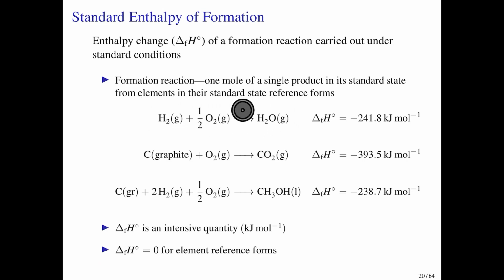Okay? So for water vapor, the elements that make up water vapor are hydrogen and oxygen. The reference form of hydrogen is H2. The reference form of oxygen is O2. In order to get the stoichiometry correct, you need to put a 1/2 here in front of the O2. And you should not get rid of that fraction. Okay? So formation reactions can and often should have fractions in them.